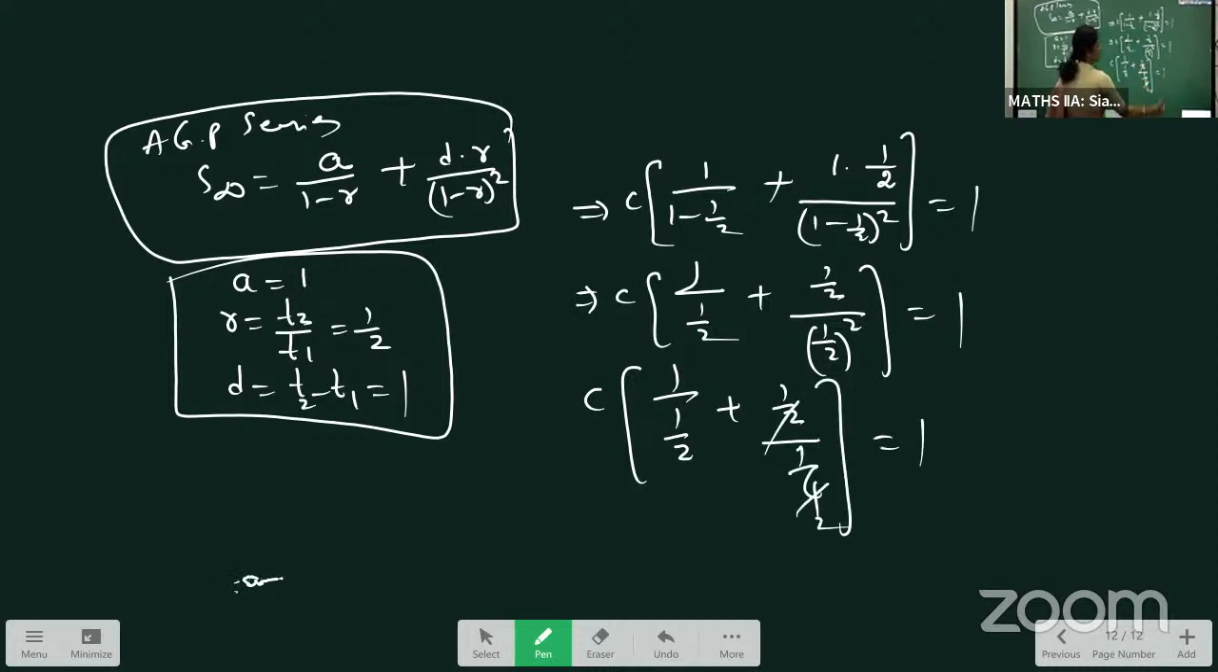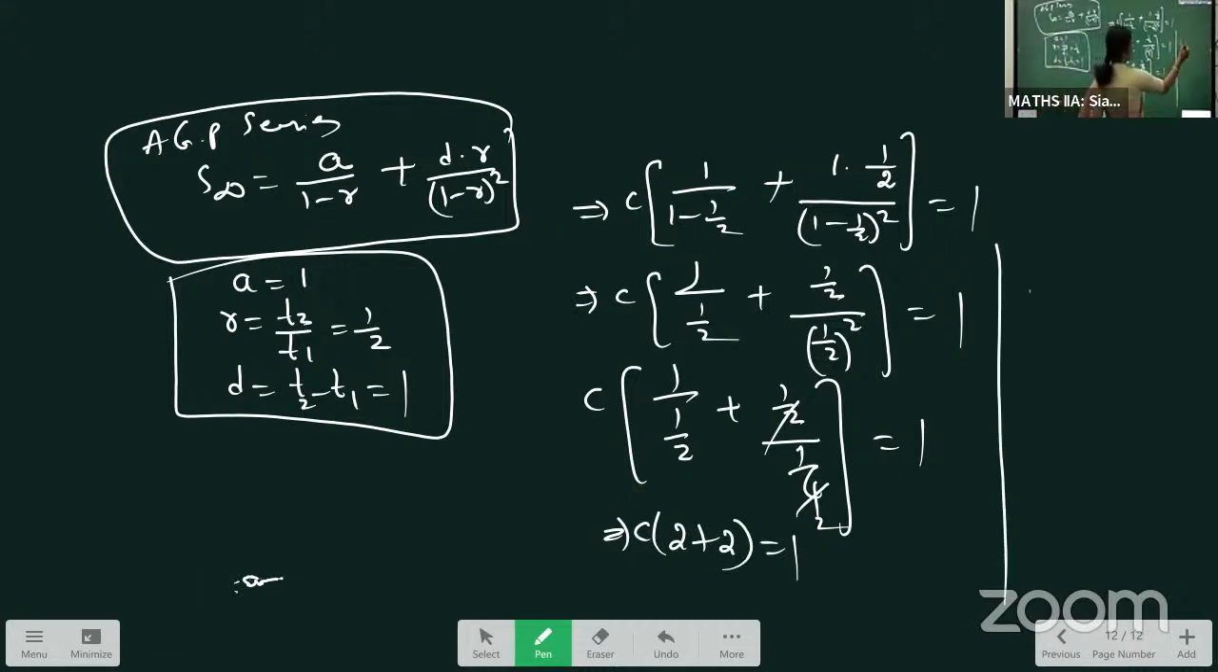2 ones are 2, 2 twos are 4. So both 2's go to the numerator. So here 2 plus 2, C as it is, equals to 1. So we got 4C is equals to 1. Therefore, C is equals to 1 by 4.